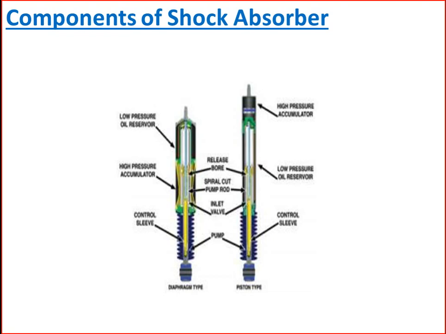Next parts are bolts. Bolts are fasteners used to hold a shock absorber to a vehicle's body on one end and to the suspension at the other end. These bolts must be torqued to the right torque value so that the absorber won't come loose during operation.